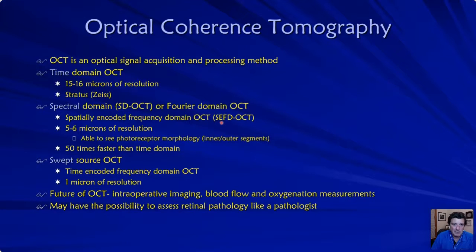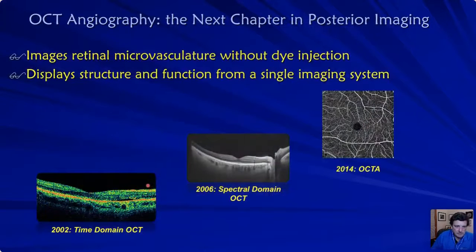with optical coherence tomography. Some of the swept sources are getting down to 1 micron, but then we're losing some resolution, so it's kind of cool. They're going to get it all figured out, but we can see a lot with these instruments. Imaging the retinal microvasculature without dye and injection is the next chapter, and we're going to touch on that tonight.